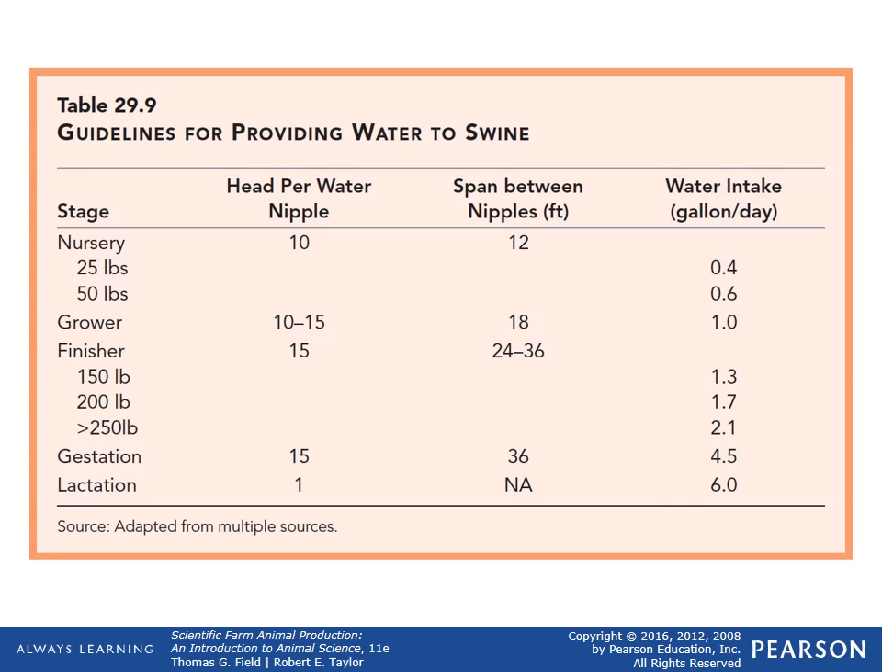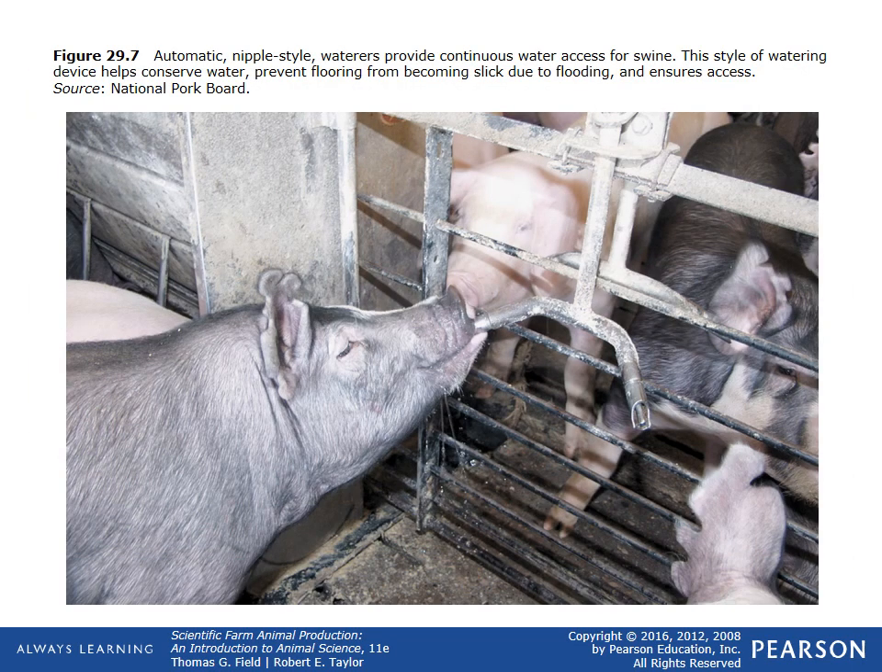Here are guidelines for providing water, including the number per nipple and the space between them, and how much pigs should consume. I thought this was a nice slide to add if you're just curious about some things. There's some of that nipple design, and notice they're easily able to stick their mouth up there and drink from that water nipple. Hopefully the goal is not to waste any water. You don't want to add any more water to the pit than necessary. That would just be wasted expense.